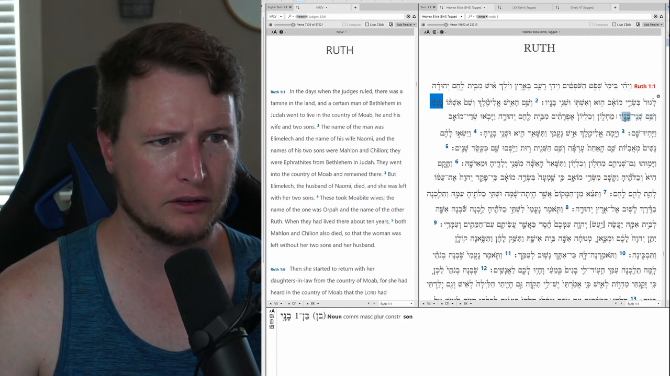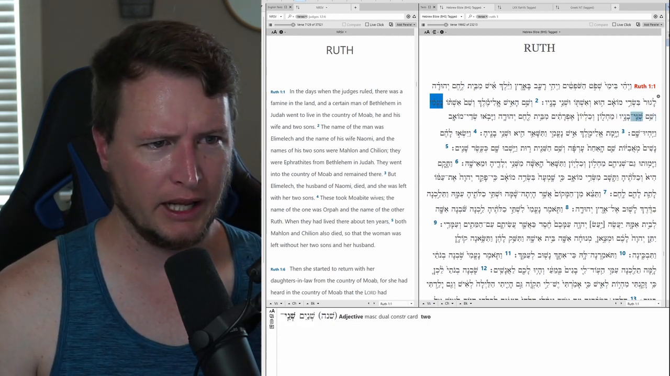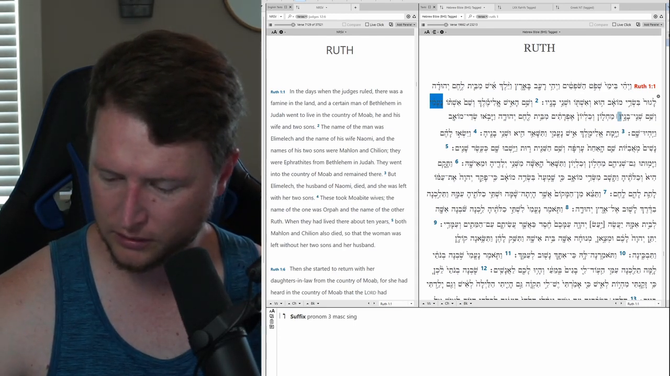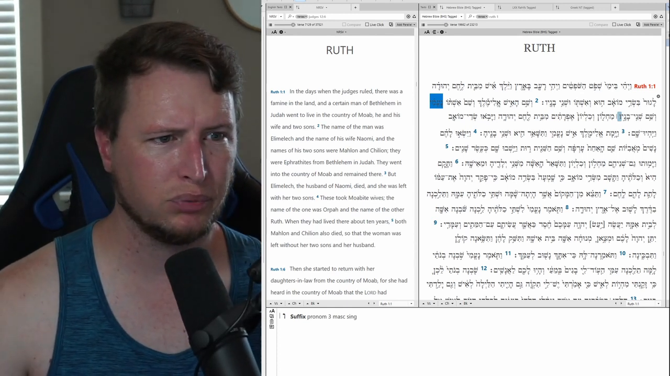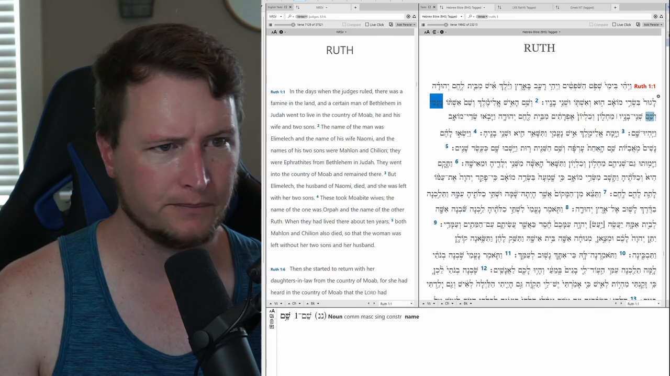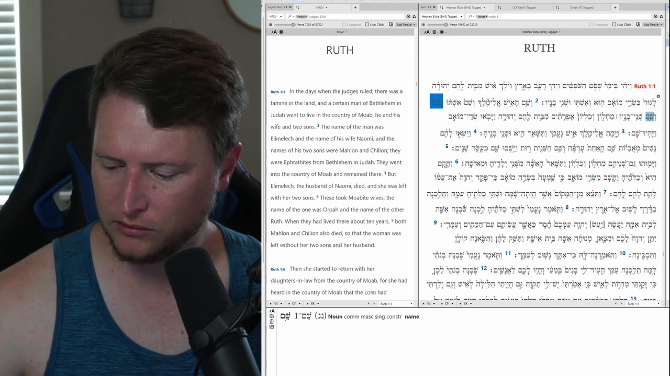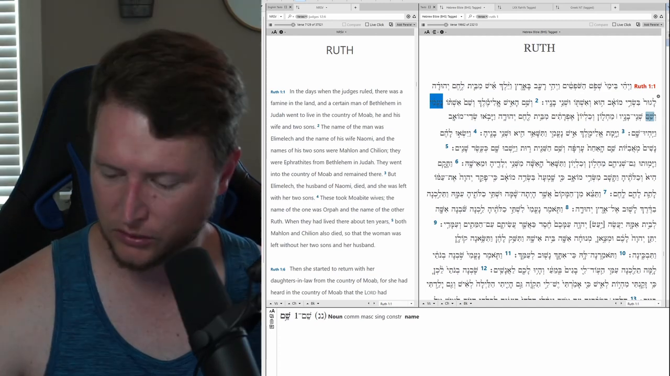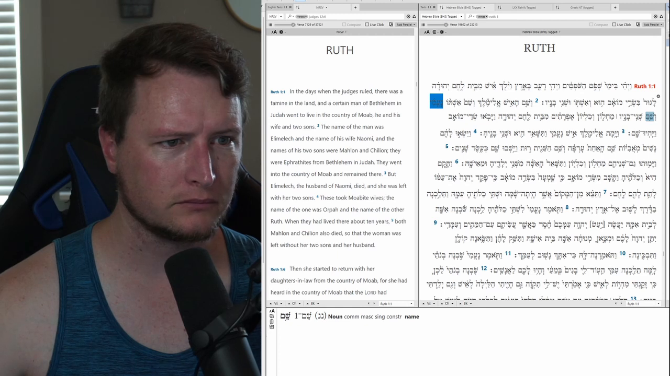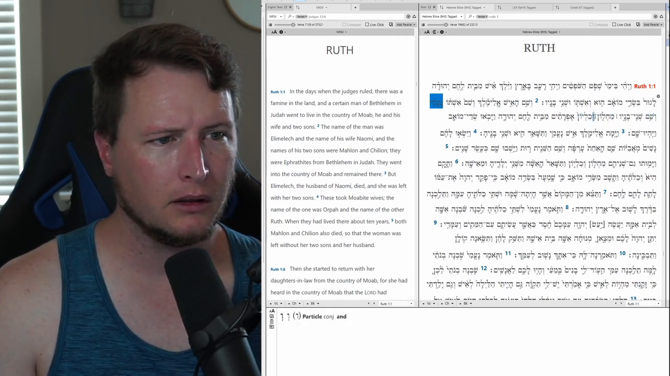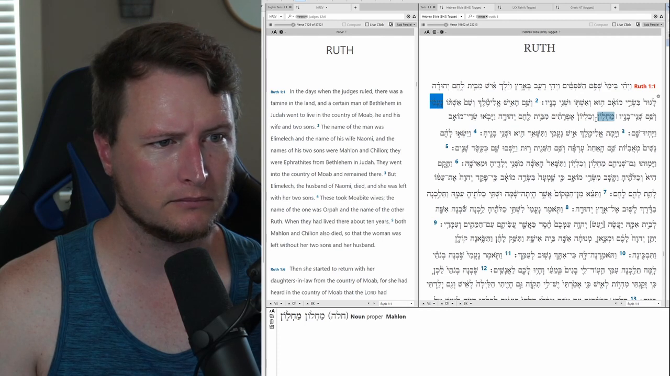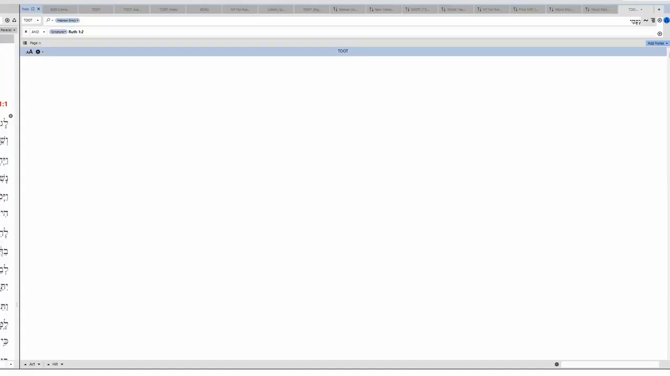And the name of his two sons, Vashem Shenebanav, and his two sons. We're going to make name here plural, the names of his two sons, even though shem here is singular, just because in English there's two sons, there's two names. So his two sons' names were Machlon and Chilion. What do these names mean? Hopefully we can find out.